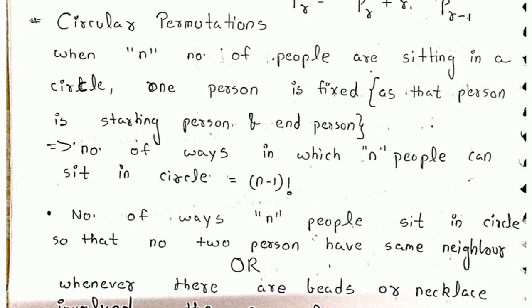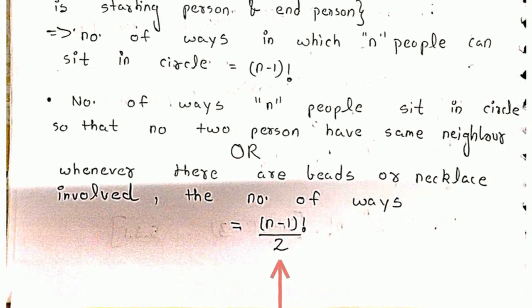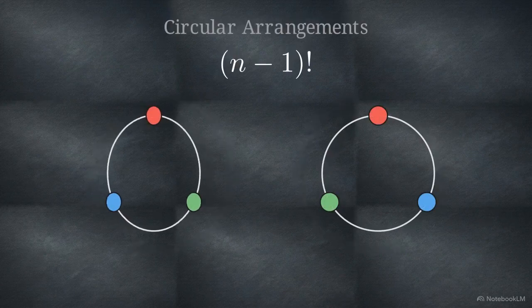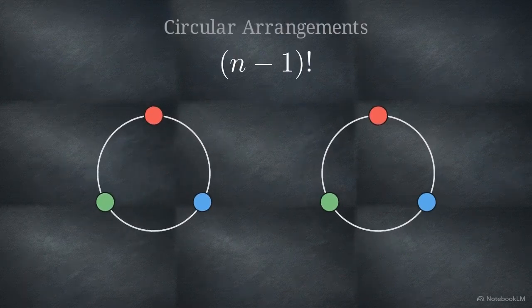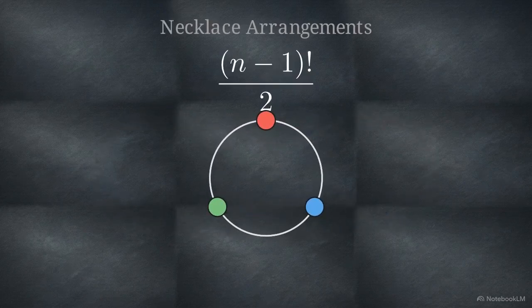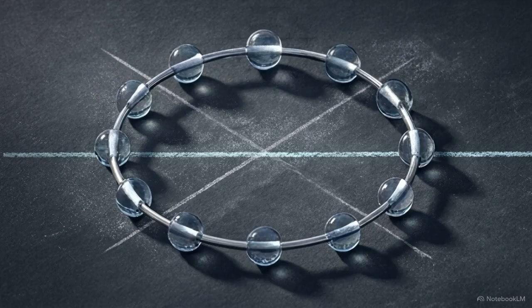A bead or necklace adds one final constraint, shown here as dividing by 2. A physical necklace can be flipped over in 3-dimensional space. Because a clockwise arrangement and its counterclockwise reflection are indistinguishable once flipped, we divide the possibilities in half. Recognizing and mathematically dividing out spatial symmetries is a requirement for accurate discrete logic.